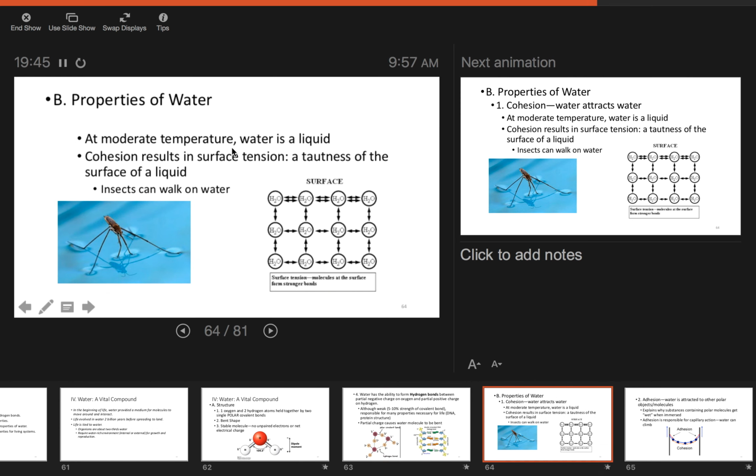So at moderate temperature, water is a liquid. And because they have attraction for each other, we call that cohesion.